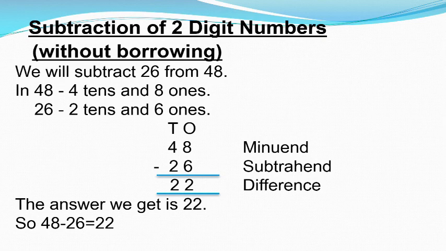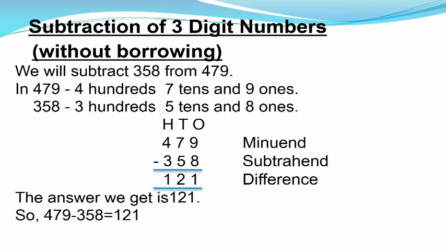8 minus 6 is equal to 2. In 10's column, 4 minus 2 is equal to 2. Now we have 2 10s and 2 1s. So the answer is 22. It means 48 minus 26 is equal to 22.